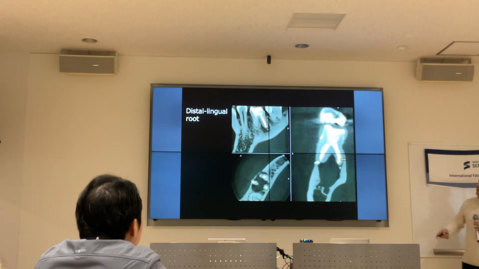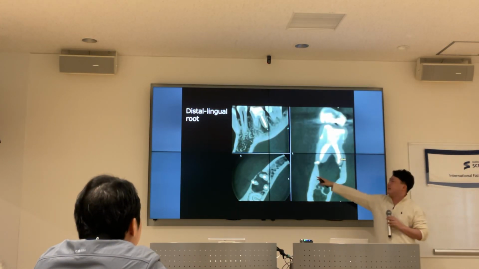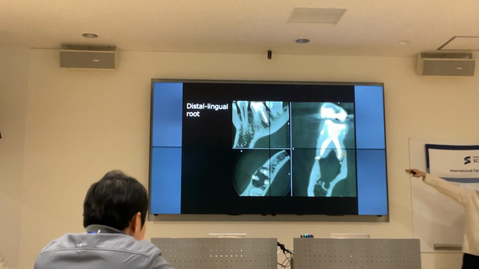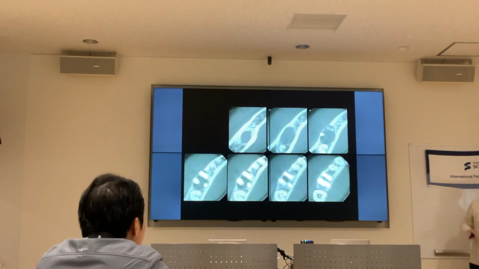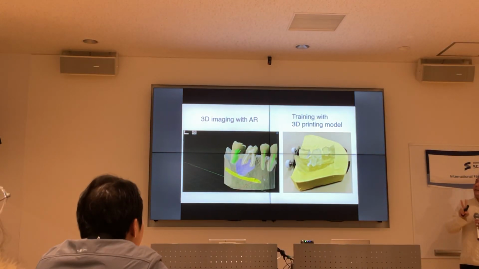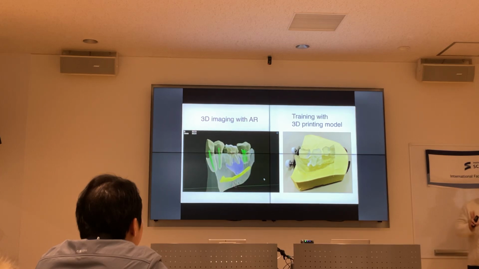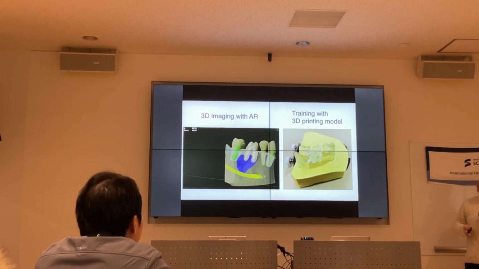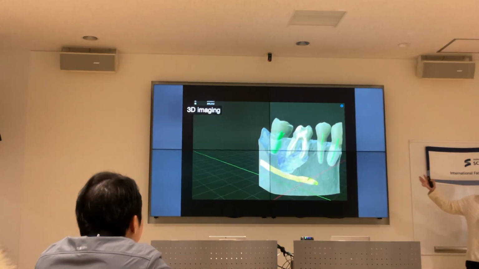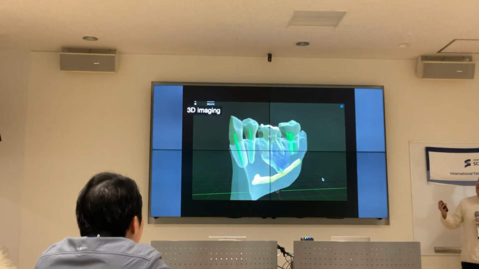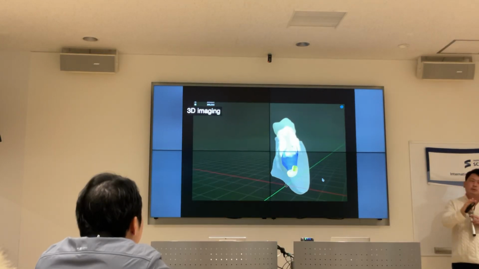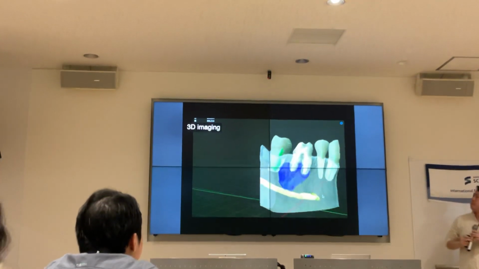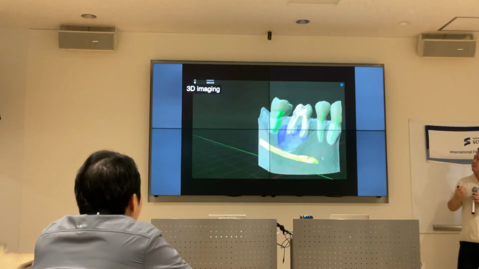But from the CBCT image, this radiolucency extends to the distal lingual root. So we think we have to cut this root. So before the surgery, I did two trainings. One is 3D imaging with AR view, and one is training with 3D printing models. This 3D image is from CBCT data. Then I imagine the position of the root or view during the surgical procedure.